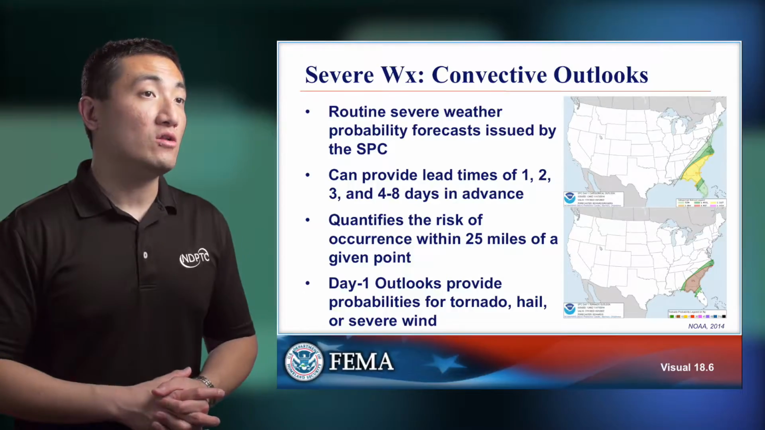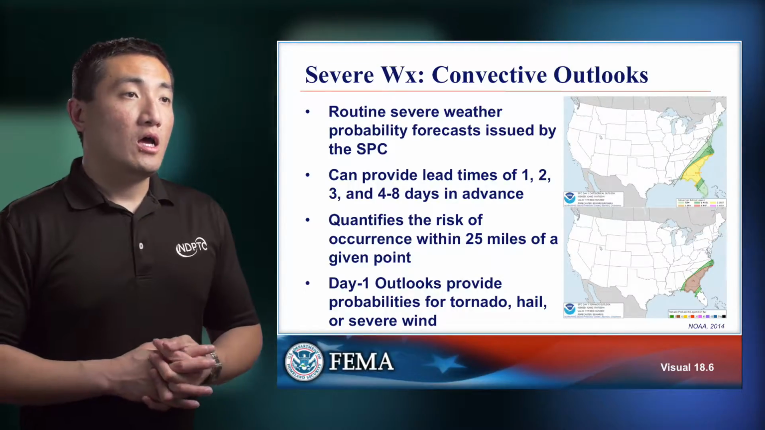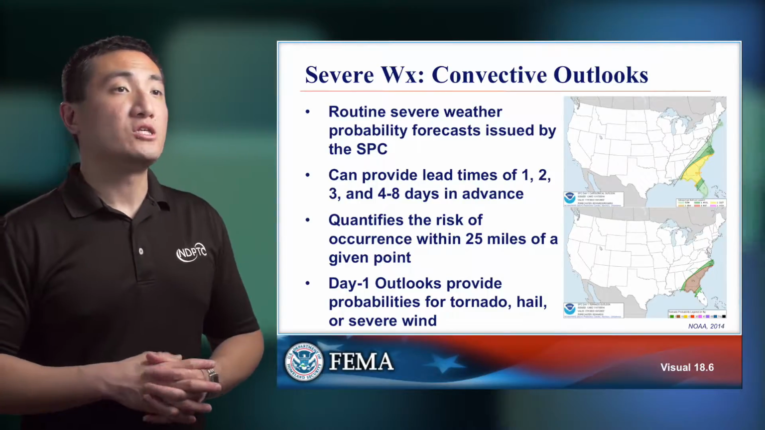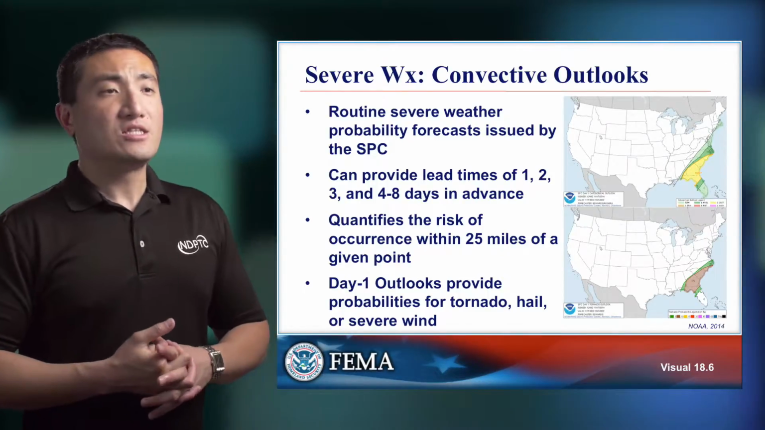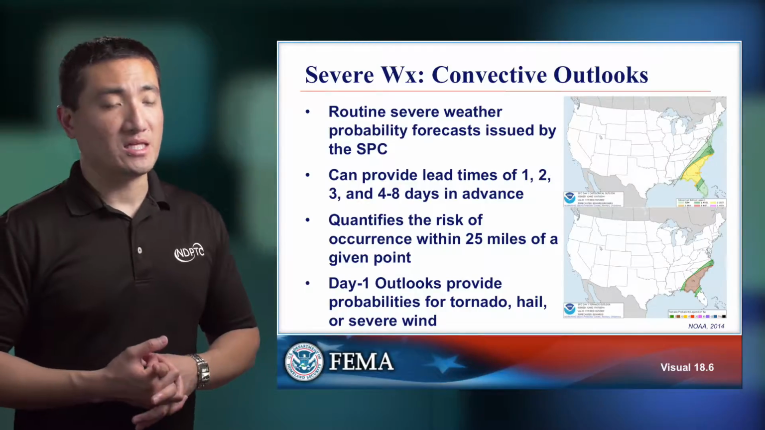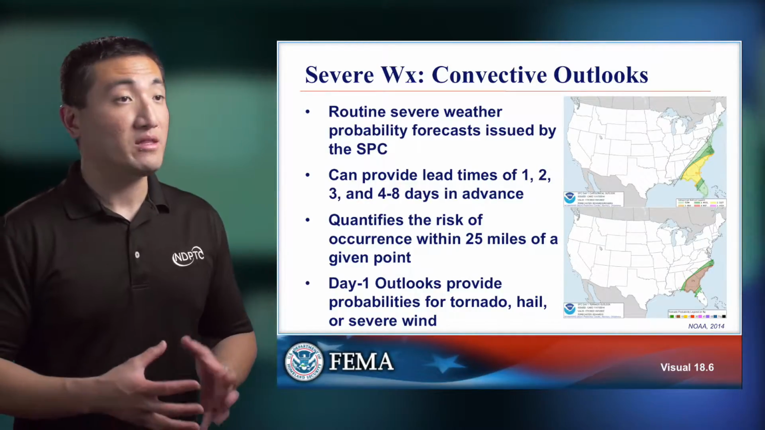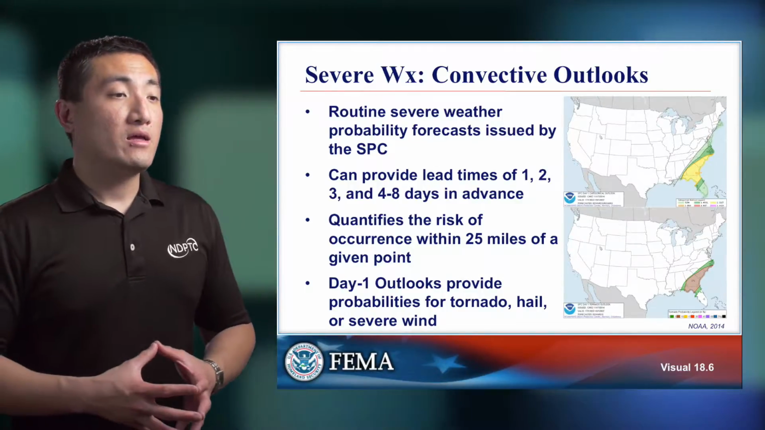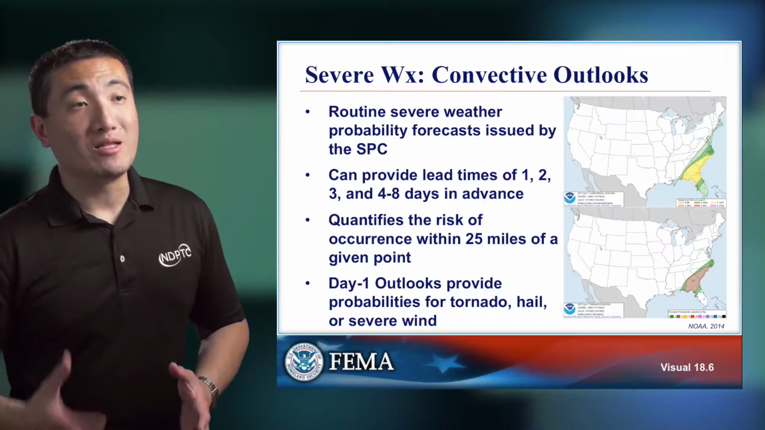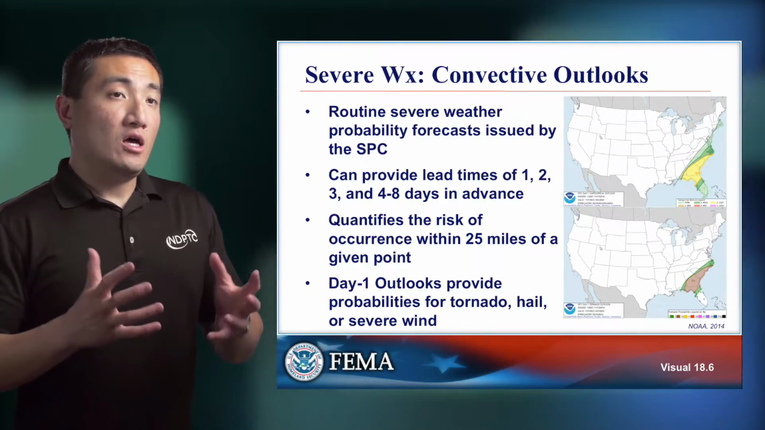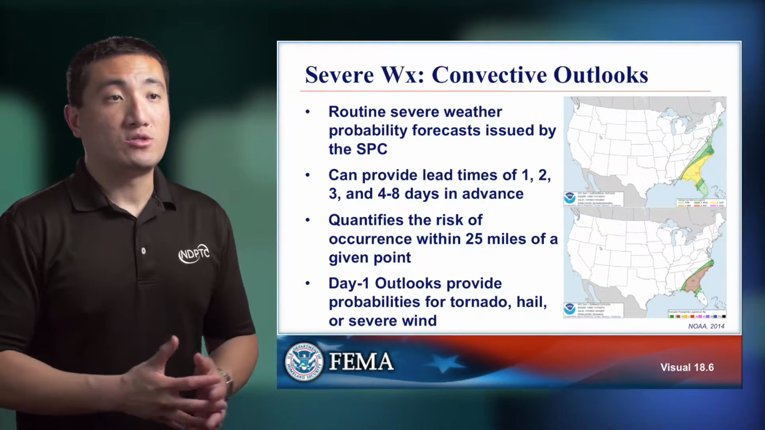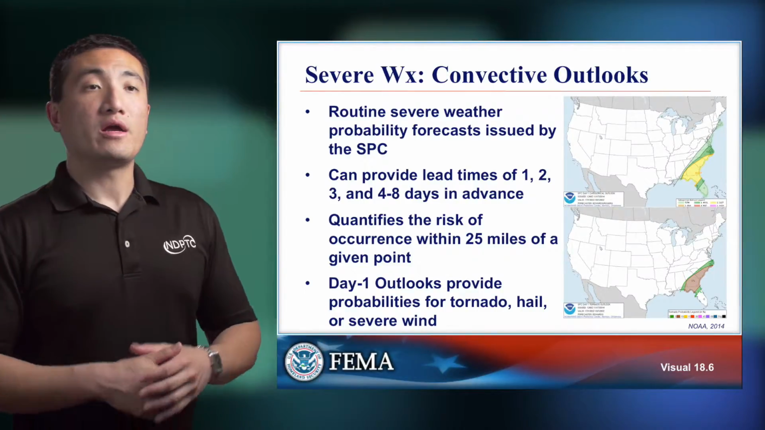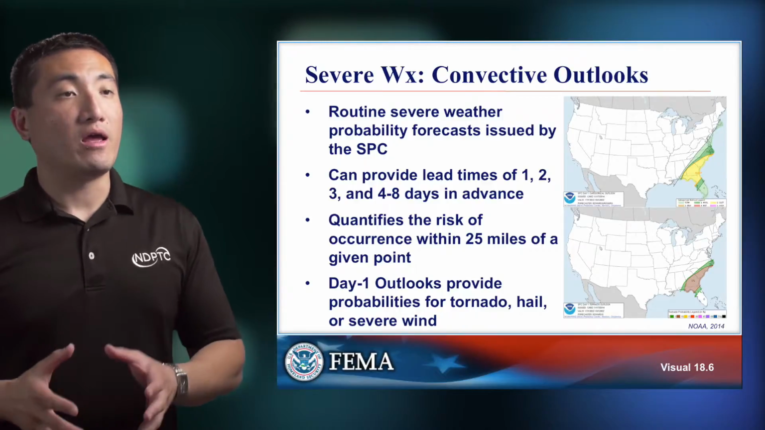In the case of convective outlooks, these were updated by the Storm Prediction Center in October, but essentially these still follow the concept of Ready, Set, Go, in the sense that outlooks are routine products issued by the SPC, based out of Norman, Oklahoma, to provide categorical as well as probabilistic forecasts of the risk posed by a certain type of severe weather.